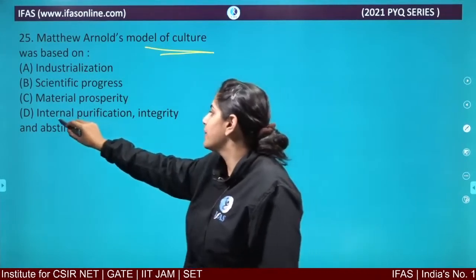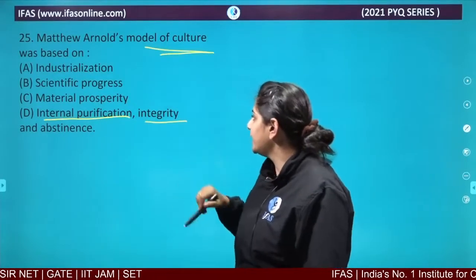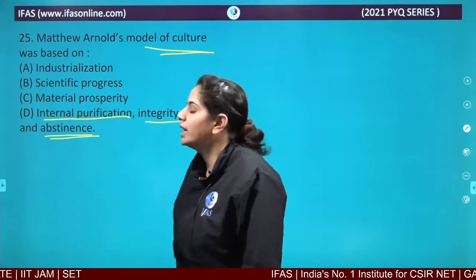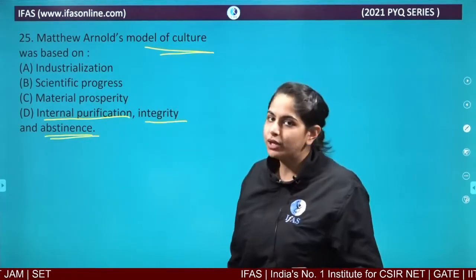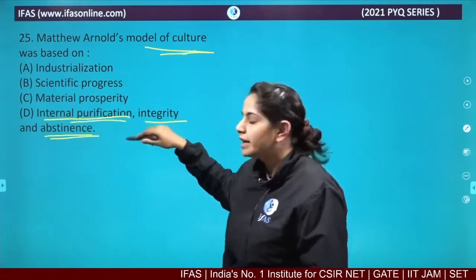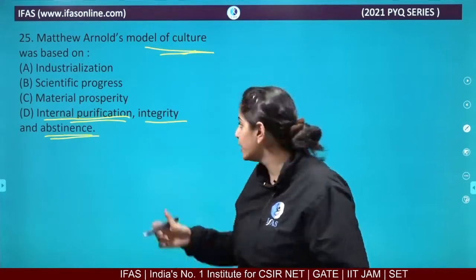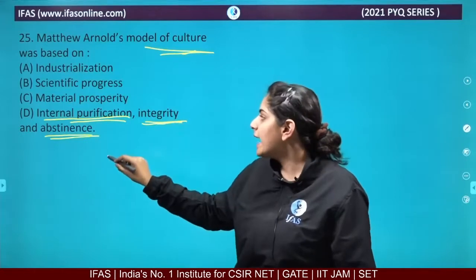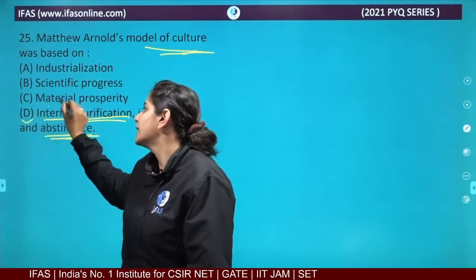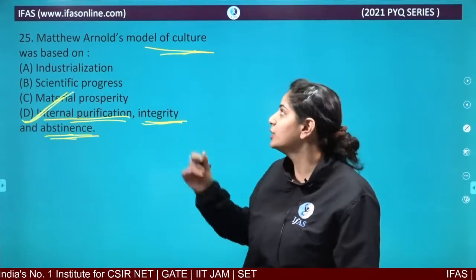It is basically based on internal purification, second, integrity, and the third one is abstinence. These are the three components on which this model of culture is based. Internal purification: whatever is inside you should be pure. Integrity and abstinence. These are the three key things you should know about the model of culture by Matthew Arnold.